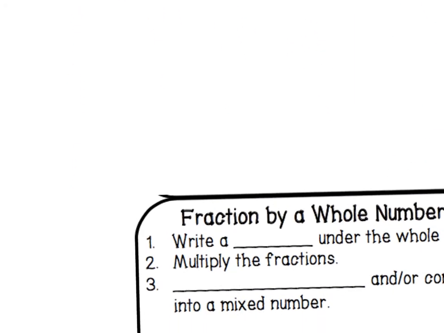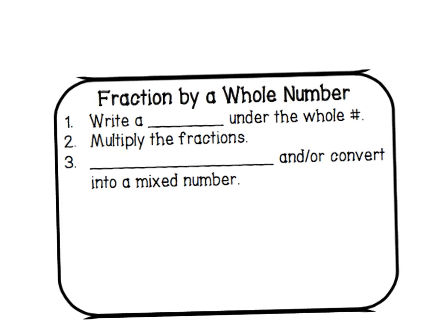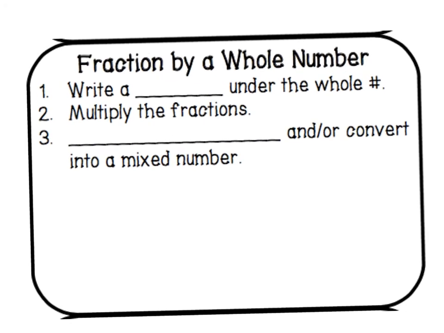Let's go on in your notes and look at how we would multiply a fraction by a whole number. So this is the second box in your multiplying fractions foldable. Okay, so our first step here, if we're multiplying a fraction by a whole number, is to write a 1 under the whole number. So anytime we have a whole number, if we want to turn it into a fraction, we just put that whole number over 1, and that makes it a fraction.